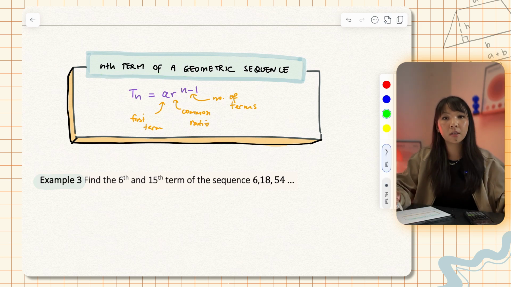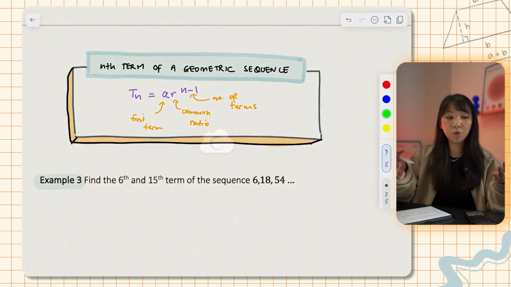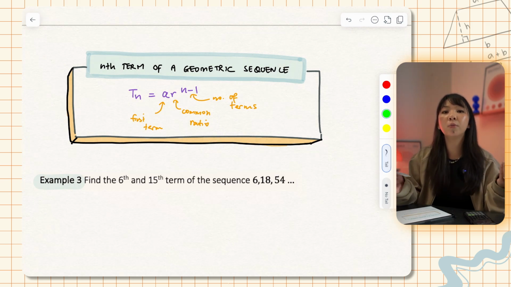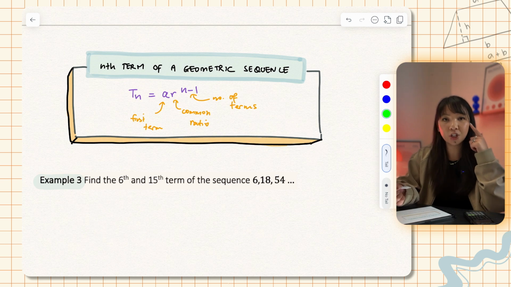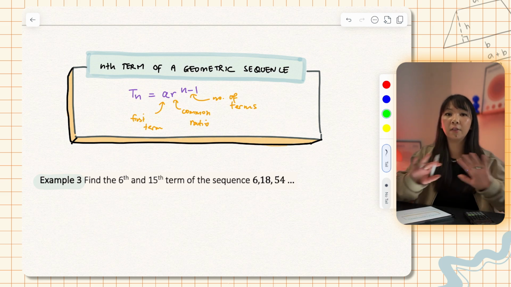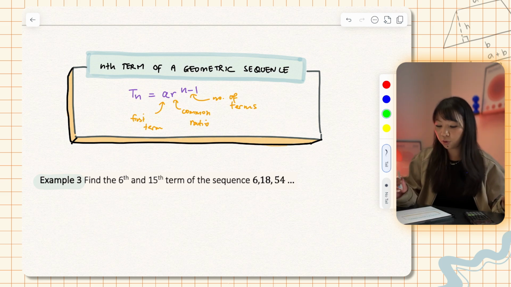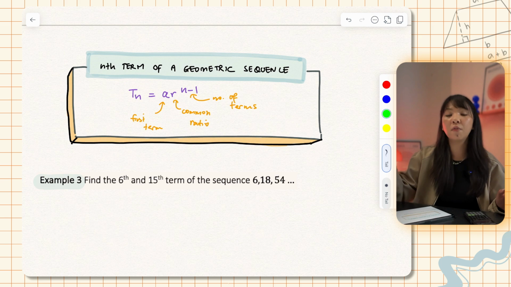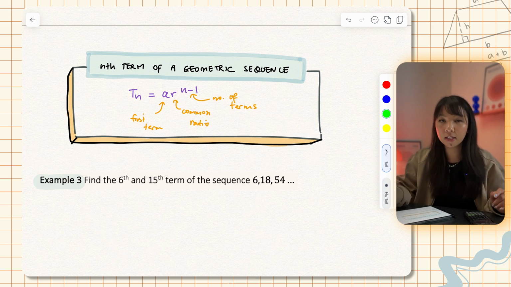Now that brings us to the next formula in this exercise, which is the nth term of a geometric sequence. When you have a sequence, it is really important to first make the distinction with yourself and ask, is this an arithmetic or a geometric progression? The reason why it's so important is they have completely different formulas. If you just blindly choose whatever formula you want, you're not going to get the right answer.